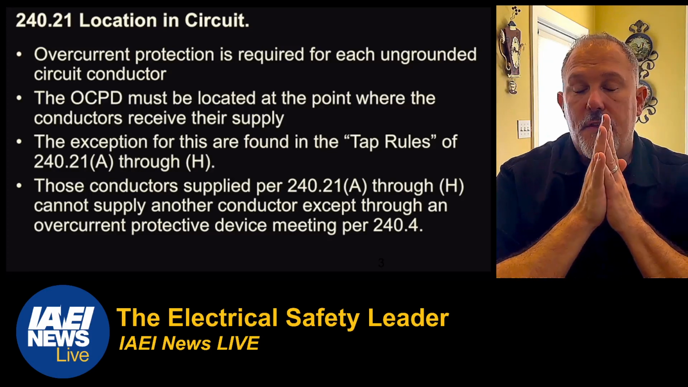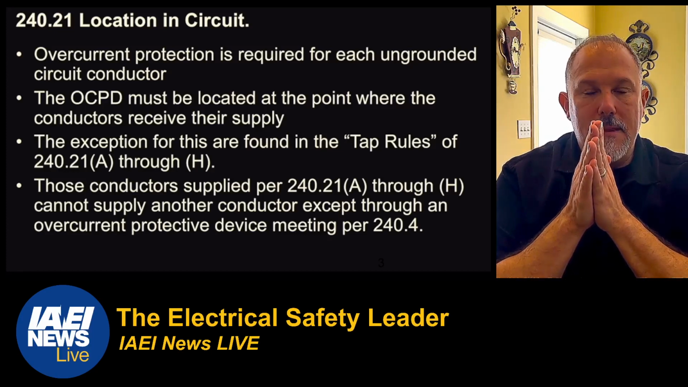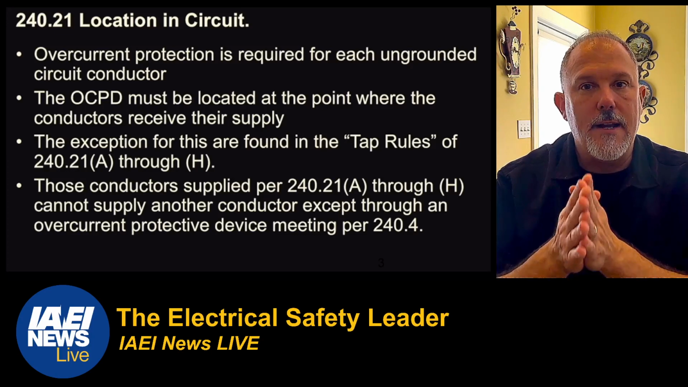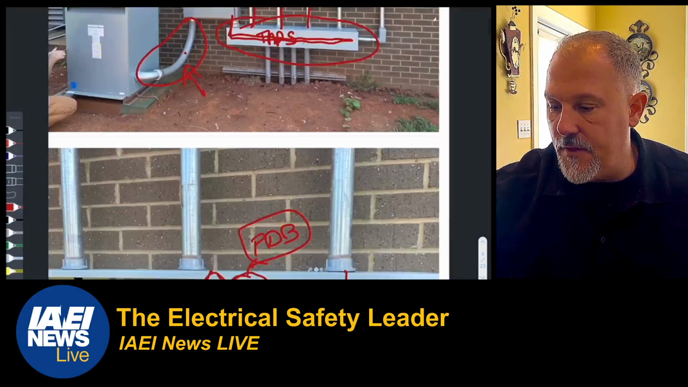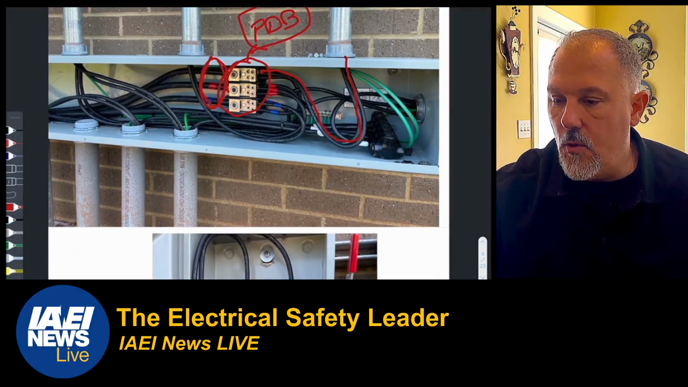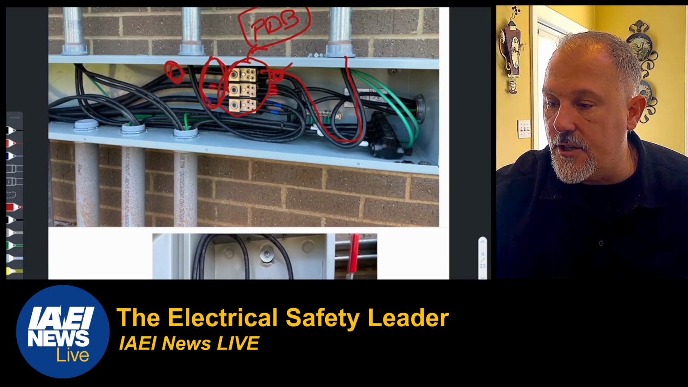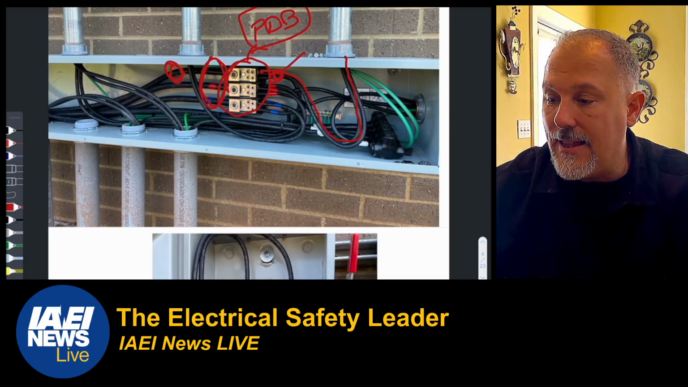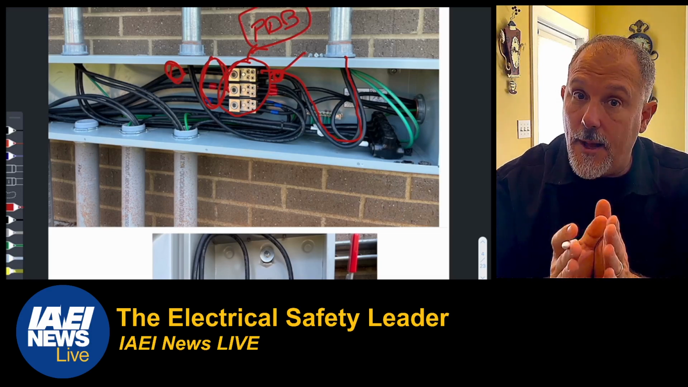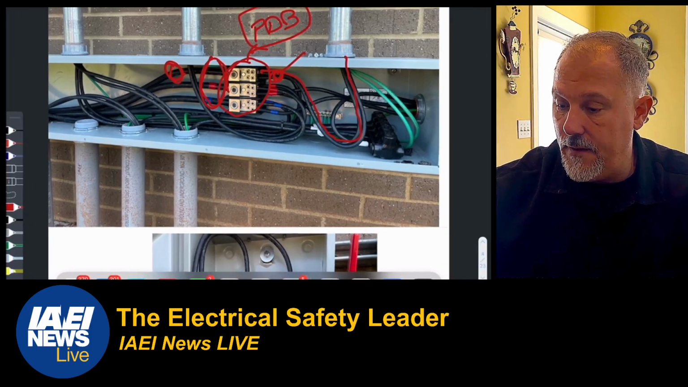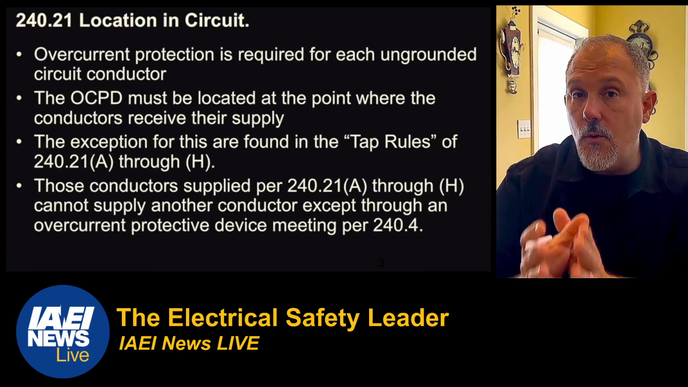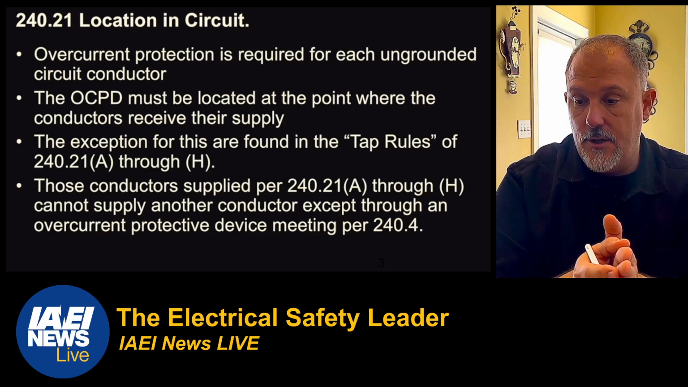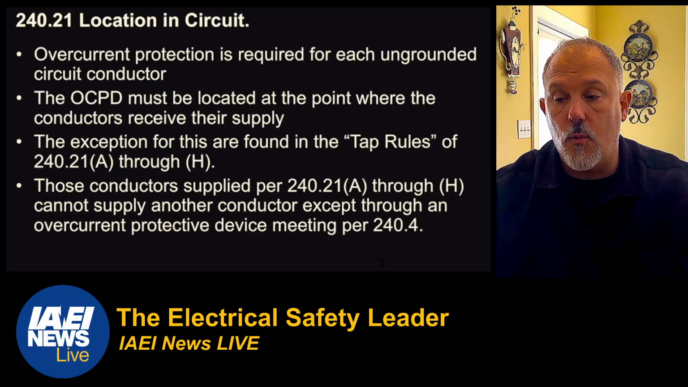Okay? Now, the tap rules, that's basically what's going on in this application. You've got a scenario where you do not have overcurrent protection for the conductor that's on the secondary of those power distribution blocks. So we have one size conductor coming in here, and we have a smaller conductor going out, but we don't have overcurrent protection at the beginning of that conductor. So it's not being protected at its ampacity. So what 240.21 tells us is that if you don't have overcurrent protection at the beginning of that conductor, you need to follow the rules in 240.21(A) through (H).